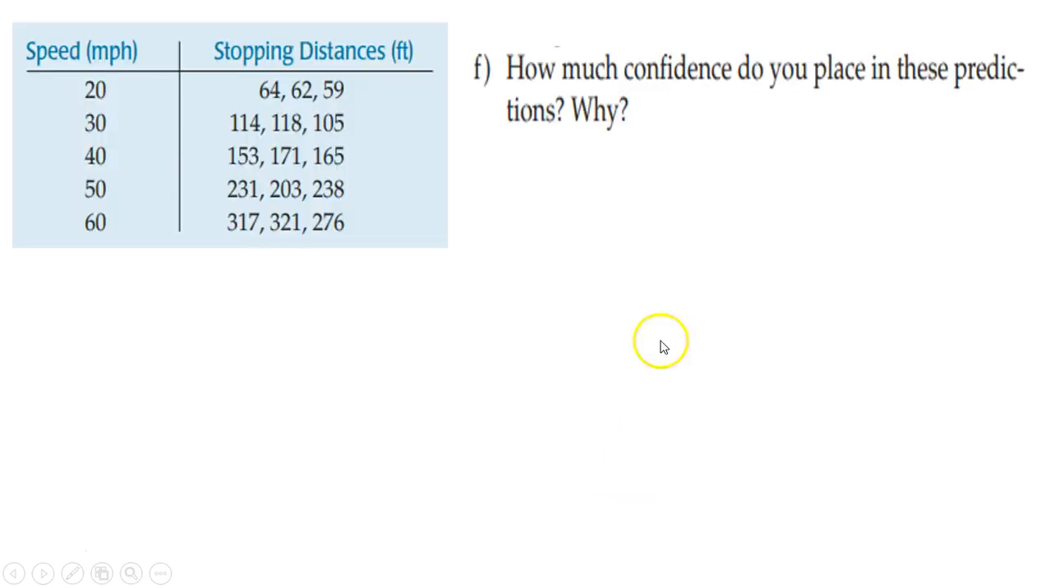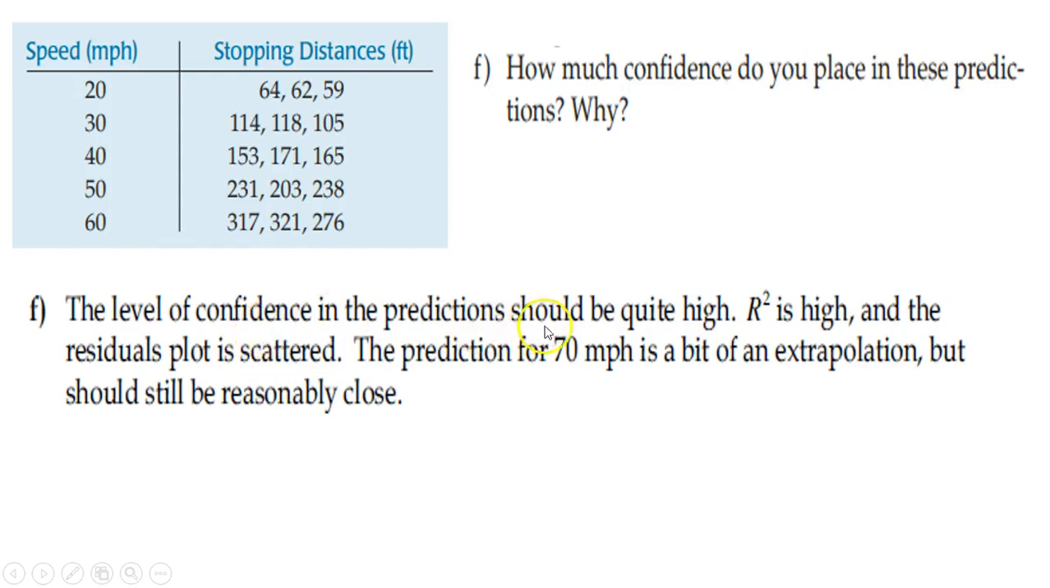Then it says, how much confidence do you place in this prediction? It says the level of confidence should be quite high because this right here was high, 98-ish%. And the residual plot was reasonably scattered. So the prediction for 70 miles per hour is a bit of an extrapolation because it's outside of it, not by much. It's outside of it, but should still be a reasonable conclusion that we can get.